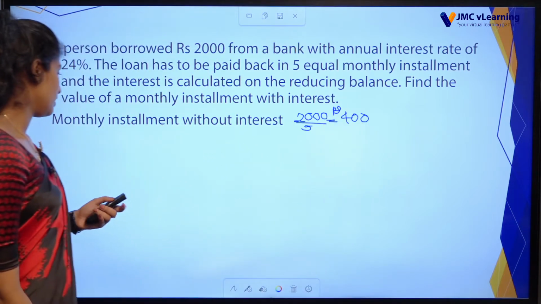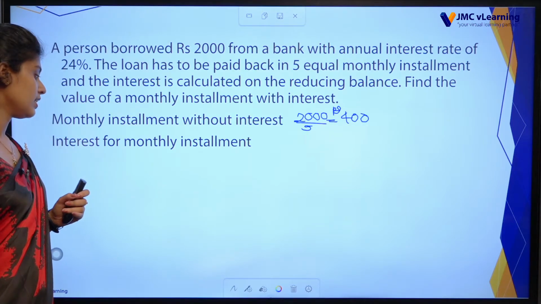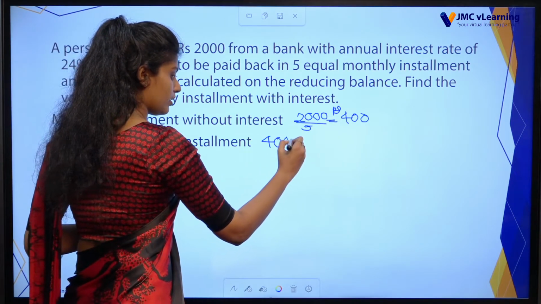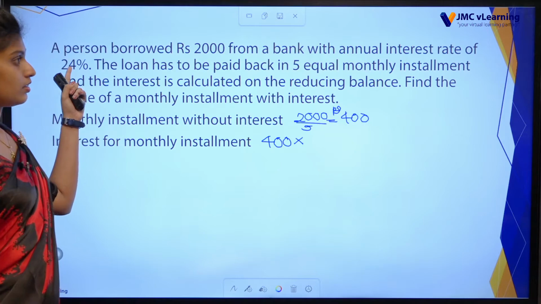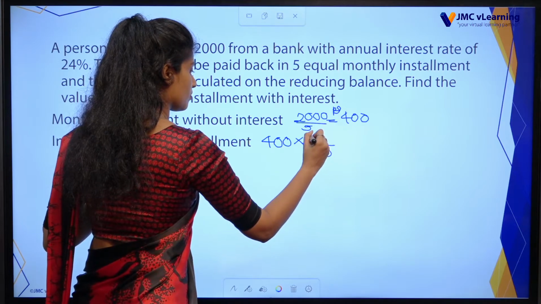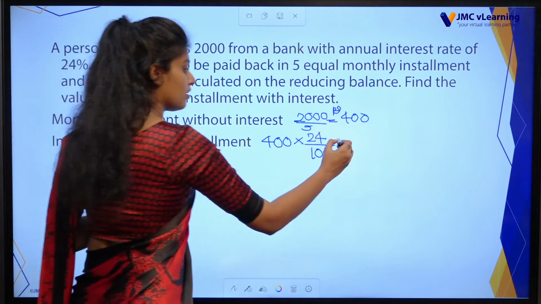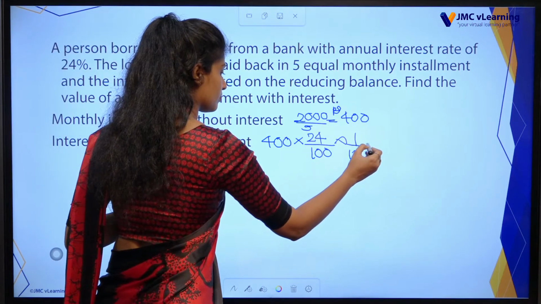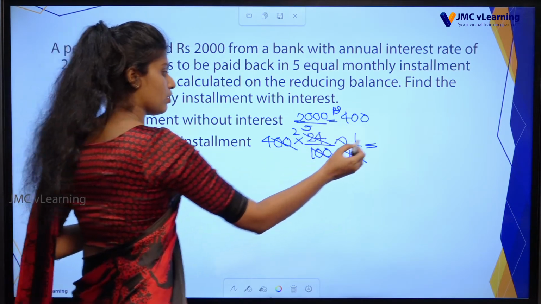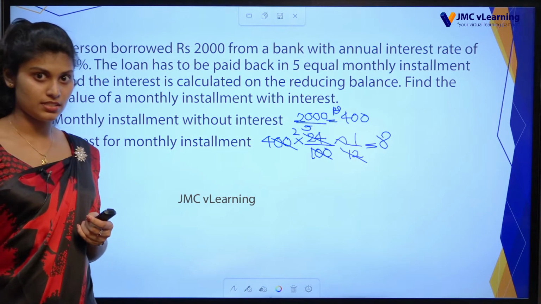400 rupees. Then let's find interest for monthly installment. For monthly you have to pay 400. The interest rate is 24%. And you have to multiply this one by 1 over 12. It is 2, cut zeros, 8. The interest for monthly installment is equal to 8.